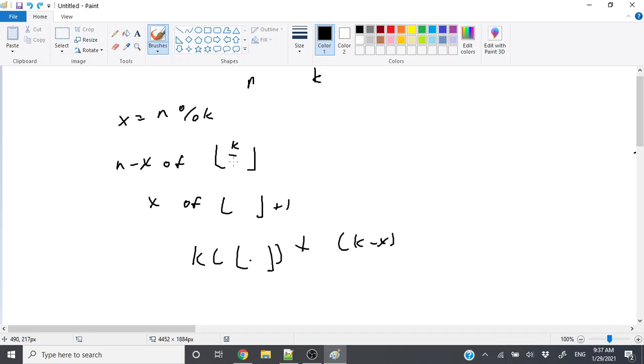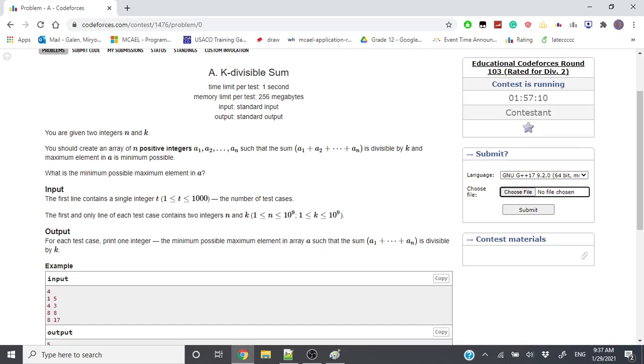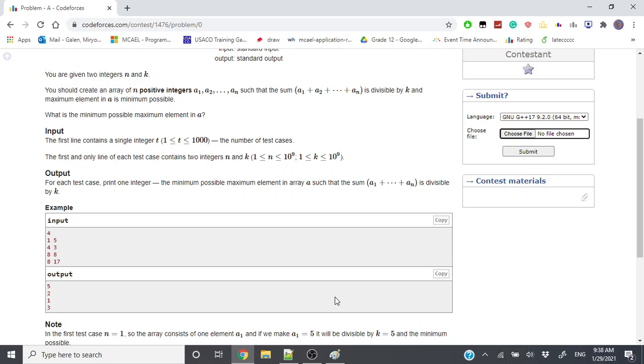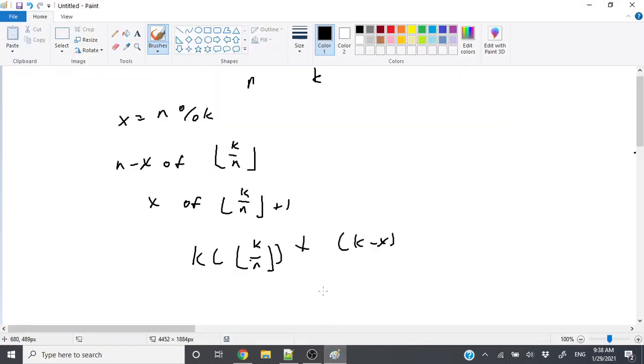And if we can't do exactly k because of the numbers being 0, then we'll go for the smallest multiple of n that's greater than k. Yeah, because we need k to be greater than or equal to n, otherwise we'll have zeros, and that will be bad. So you can have n minus x of k over n, and then x of k over n plus 1, I guess.